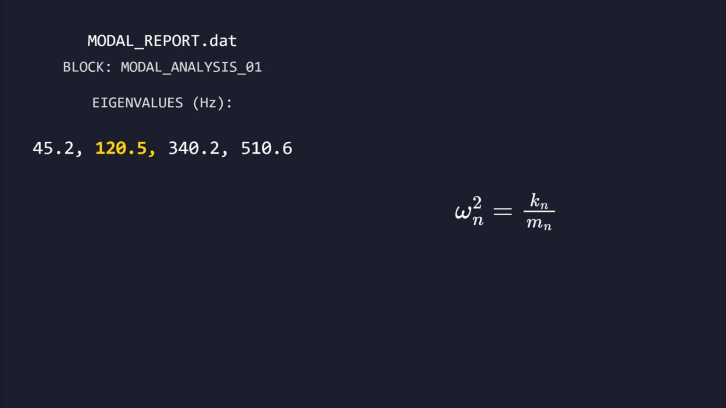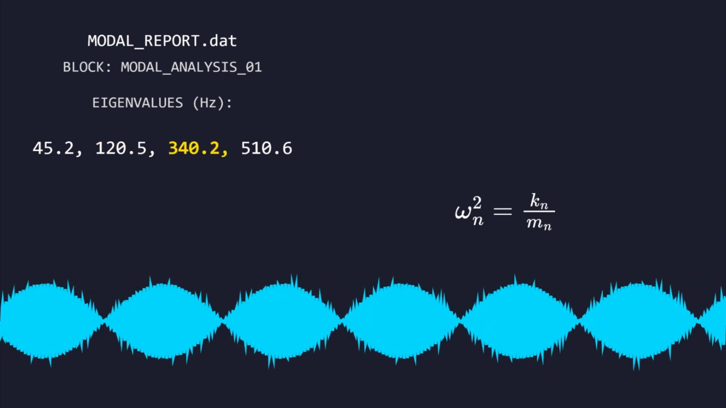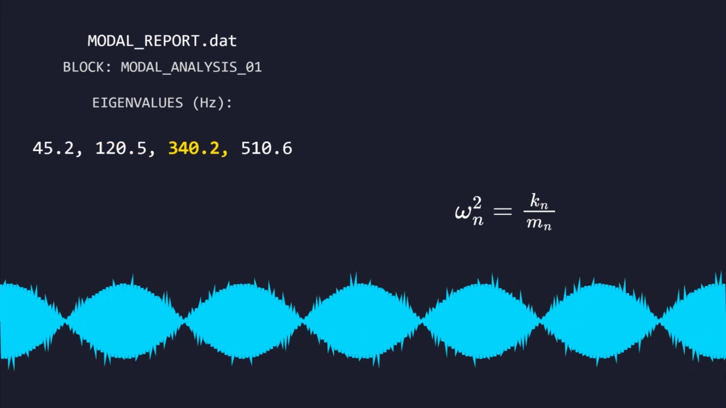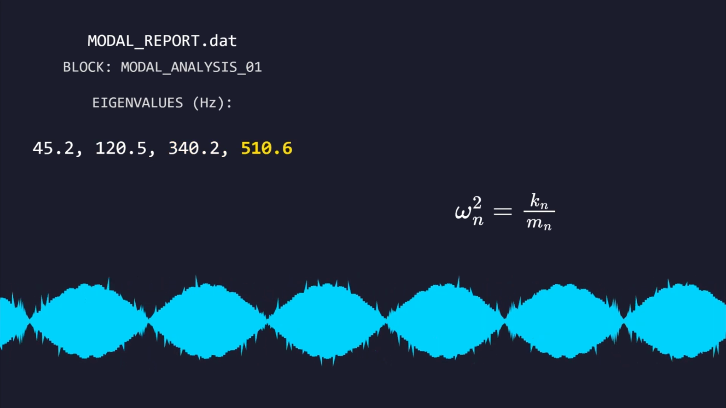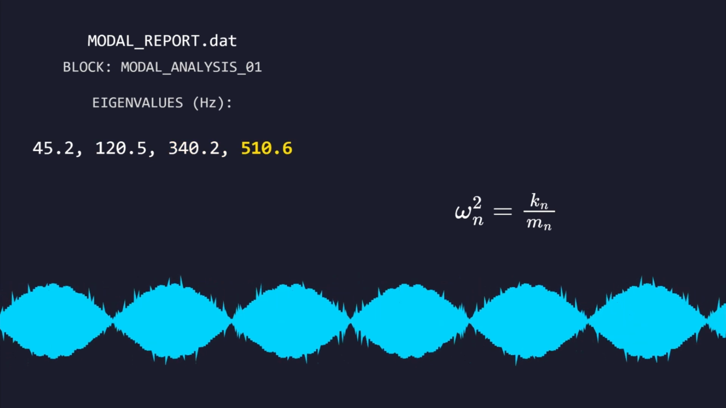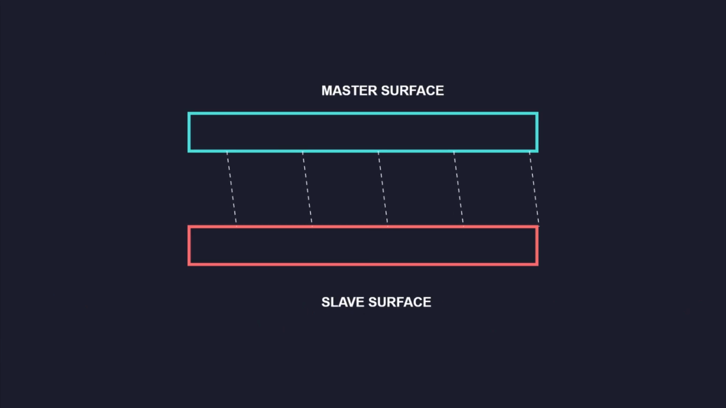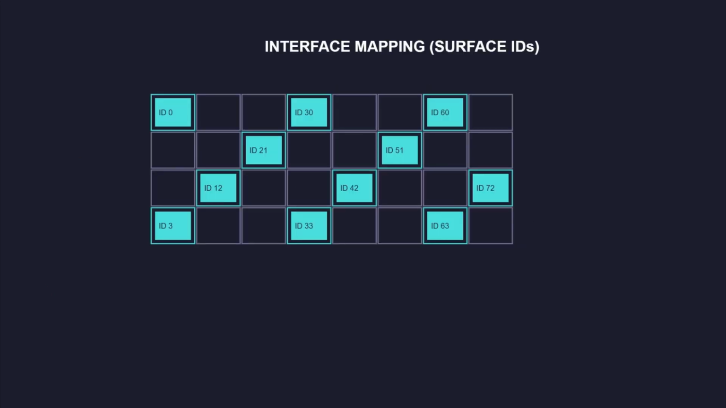Locate the frequency and eigenvalue results by searching for a small array of floats at the start of a modal analysis block. Each value corresponds to a specific vibration mode shape stored subsequently in the file. These frequencies are usually the first thing an engineer looks for in a modal report.